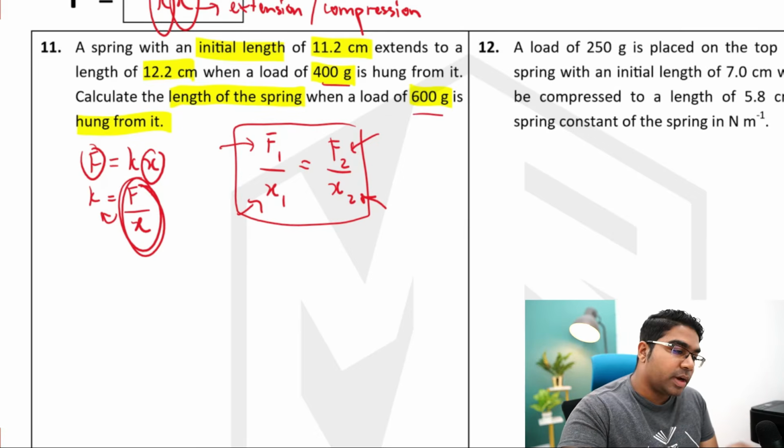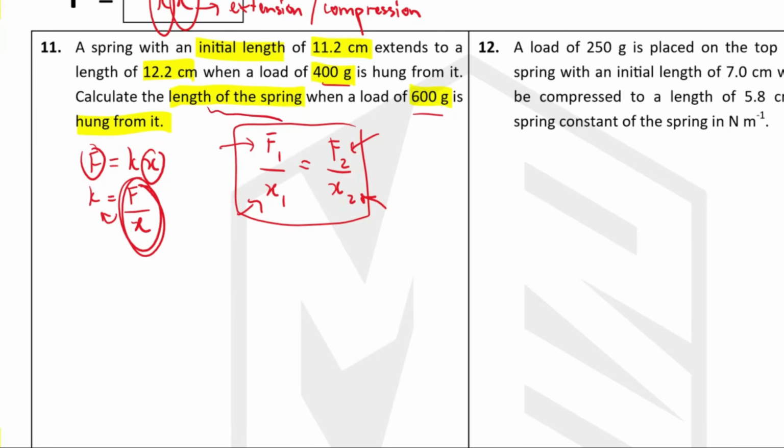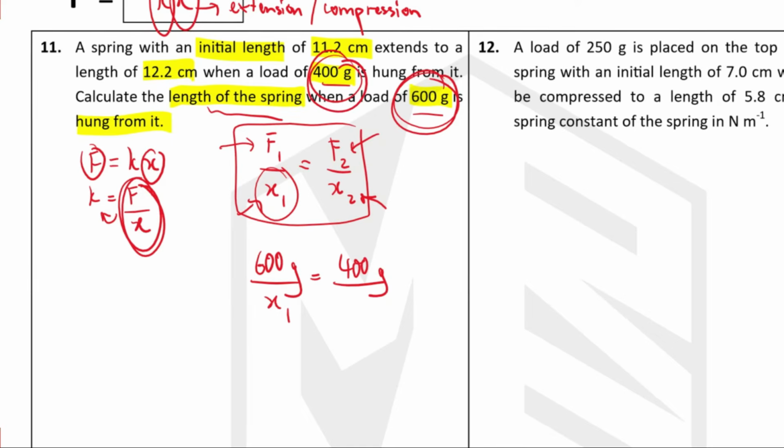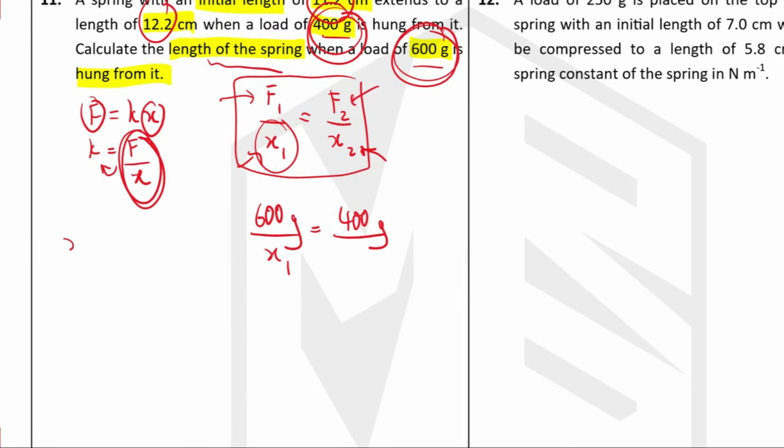On the left side, let's write what we want to find. We want the length of the spring when this load is hung from it, which means we want to find this. So the force will be 600 g. This g is not for grams, this g is for gravitational acceleration, over x1, which is what we want to find. Let's look at the other one, 400 g. Then the extension when this is applied is 12.2 minus 11.2. That is the extension, so let's calculate that separately. 12.2 minus 11.2 is 1.0.